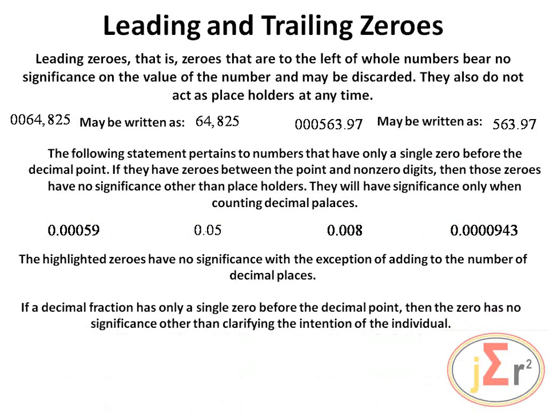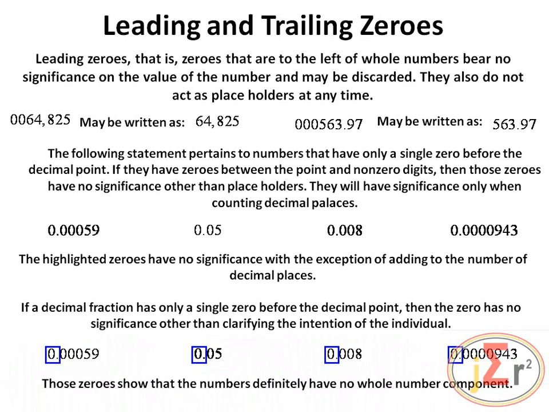If a decimal fraction has only a single zero before the decimal point, then the zero has no significance other than clarifying the intention of the individual. So if we have this zero right here, it has no significance other than indicating that we intend to write a number without a whole number part. So those zeros show that the numbers definitely have no whole number component. A zero is placed deliberately there to indicate that.